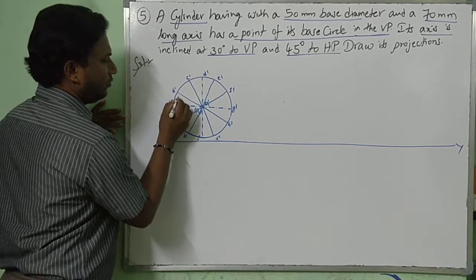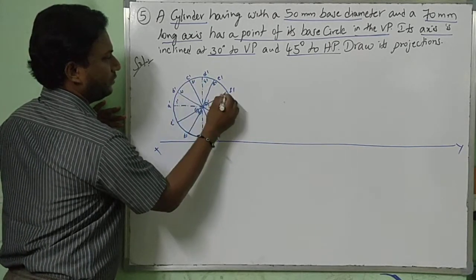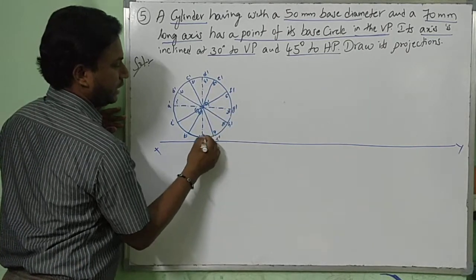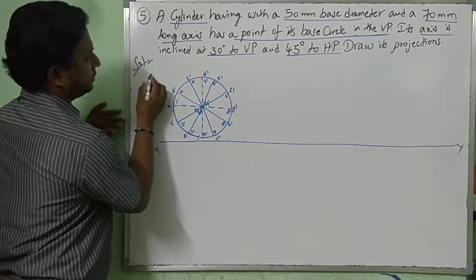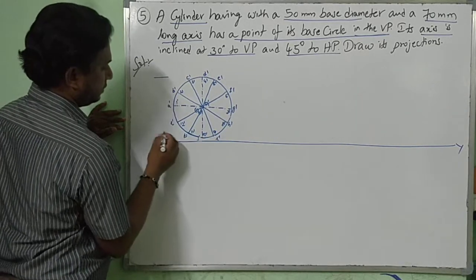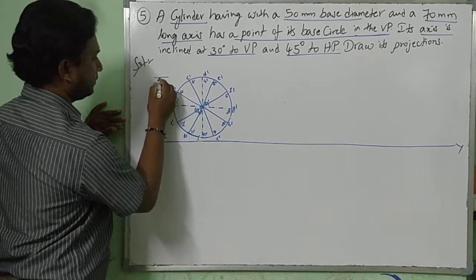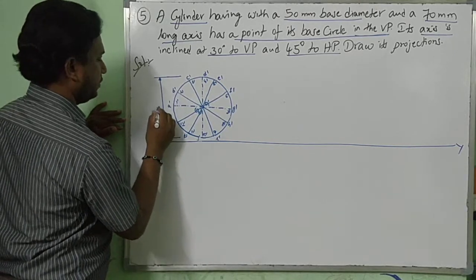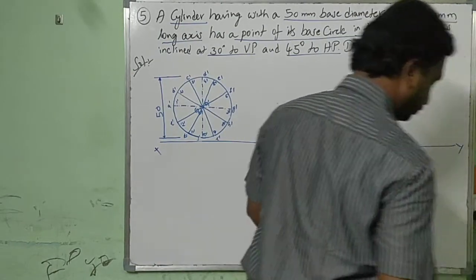At the bottom, inside, I am writing 1 dash, 2 dash, 3 dash, 4 dash, 5 dash, 6 dash, 7 dash, 8 dash, 9 dash, 10 dash, 11 dash, 12 dash. Circle diameter 50, aligned dimension, right? It is not touching the XY line, it should not touch. That is your front view.